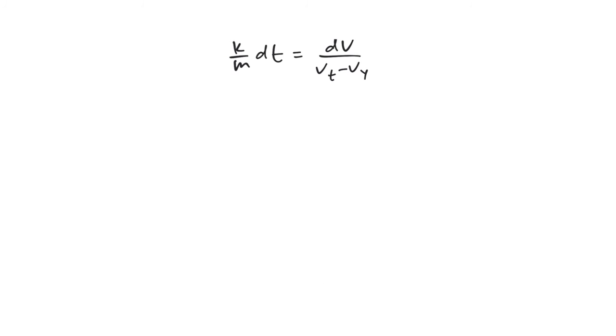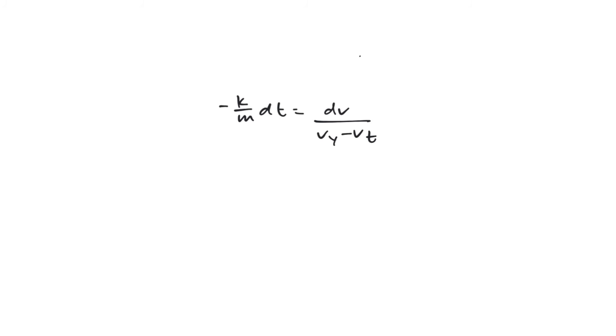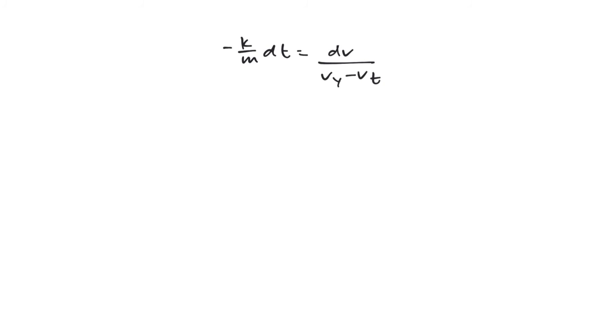Now the book actually has this slightly differently. It has this multiplied all by -1, so I'm going to do that for consistency. That becomes negative, so those two switch, and we end up with negative k over m dt equals dv over (Vy minus Vt). And that's what they've got. So that's what I'm going to stick with, even though it is a little bit different than what we just got. All we did was multiply everything by -1.